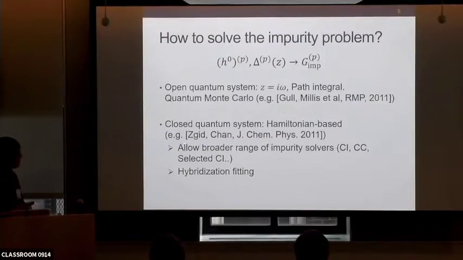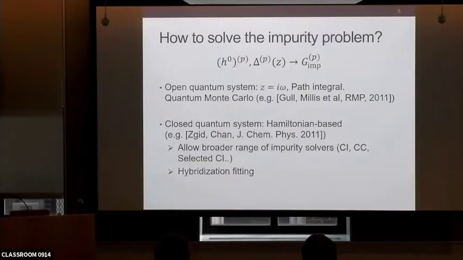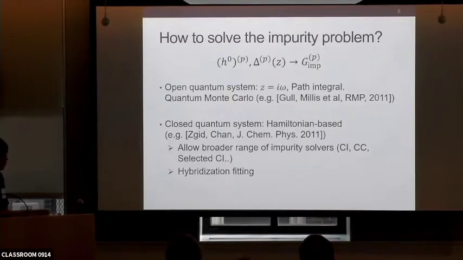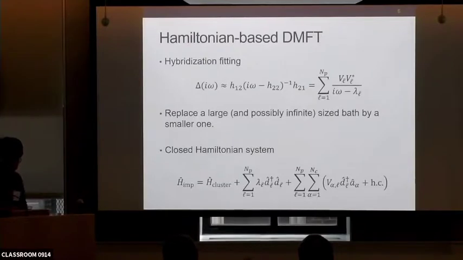To my knowledge, Dominika Zgid and Garnet Chan popularized this approach in 2011. Many other people did similar things, and the advantage of the Hamiltonian-based simulation is that it allows a broader range of impurity solvers to be used. Not only quantum Monte Carlo, but also many quantum chemistry methods: configuration interaction, selected CI, coordinate descent, coupled cluster, and so on and so forth. But the disadvantage is that there is a procedure called hybridization fitting, to be defined on the next slide.